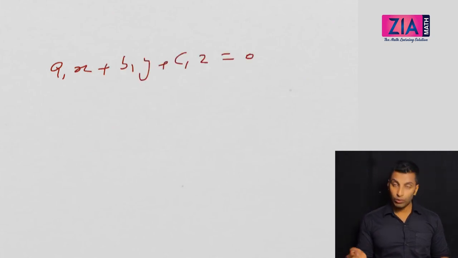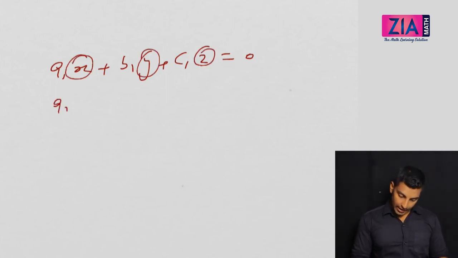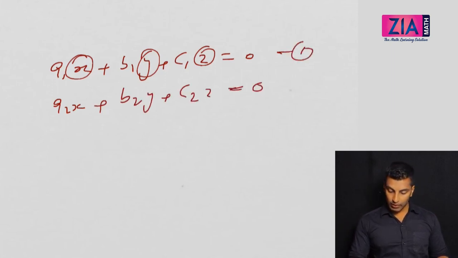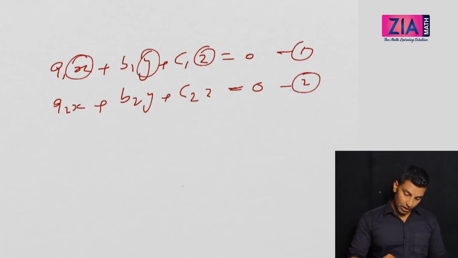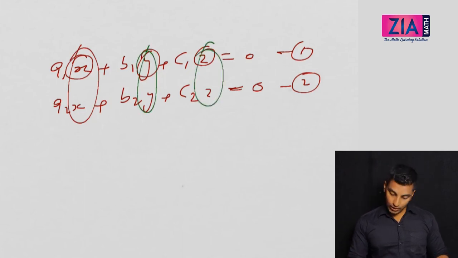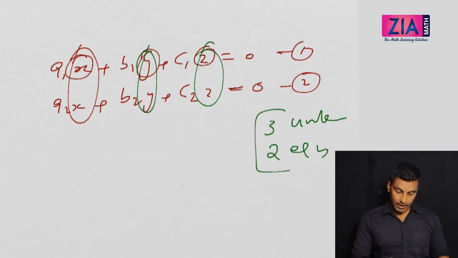Now another is if you have three unknowns and two equations: a1x plus b1y plus c1z is equal to 0, equation 1. So basically you have three variables or three unknowns. Similarly a2x plus b2y plus c2z is equal to 0, equation 2. Here you have unknowns x, y and z, so three unknowns and two equations. The common sense is, if you have three unknowns and only two equations, you cannot solve this question. Without getting the third equation, you cannot solve it.